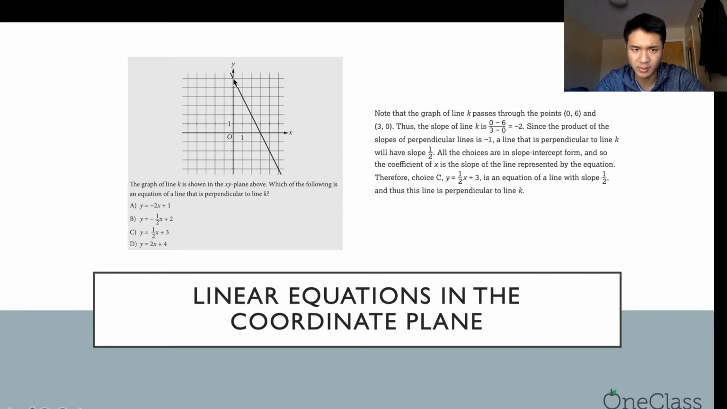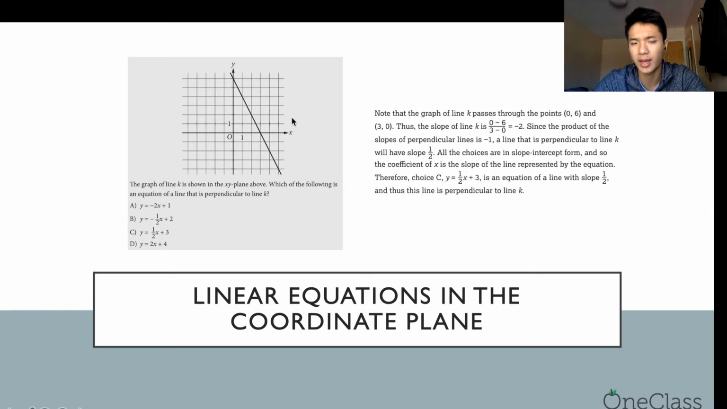We can use some of the clearly identifiable points on this graph. College Board was nice enough to give us a graph where there are clear intersection points. We can use (0, 6) and (3, 0), plugging that into the slope equation, we get 0 minus 6 divided by 3 minus 0 equals -2. That fits with the slope of the line that we see here.